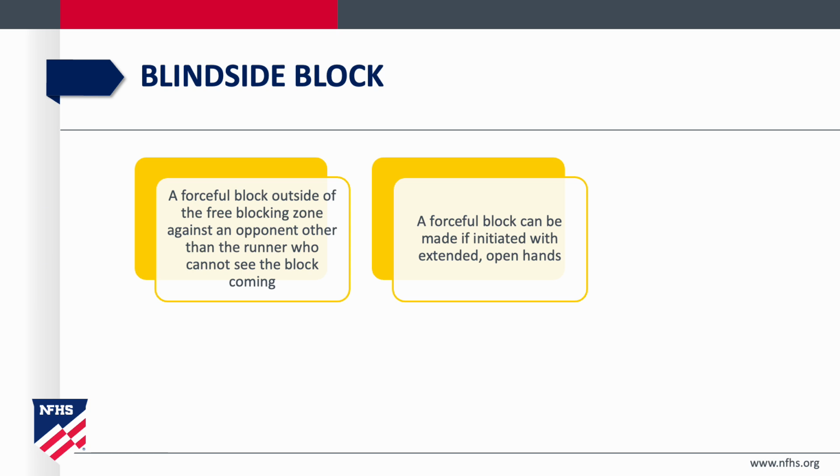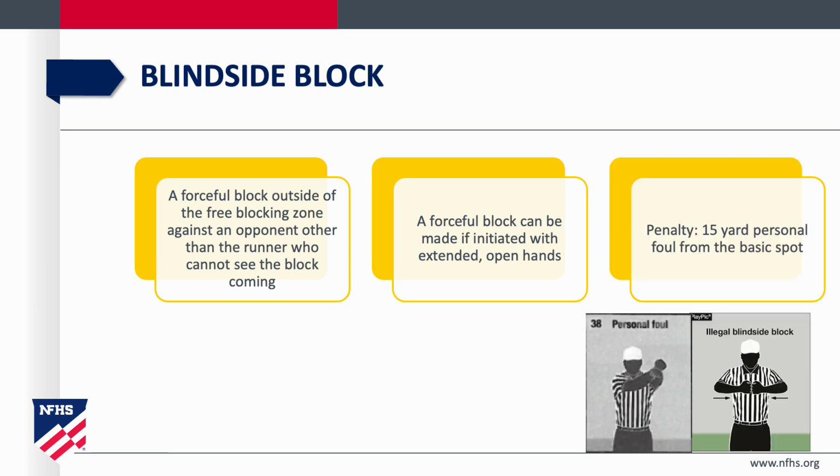We can also see these quite frequently when a runner changes direction quickly. And finally, we can see these when a player is headhunting. If a player in the open field is not paying attention, particularly away from the ball, he is not fair game to be hit with a punishing blow that he can't see coming. A blindside block is a 15-yard personal foul enforced from the basic spot.